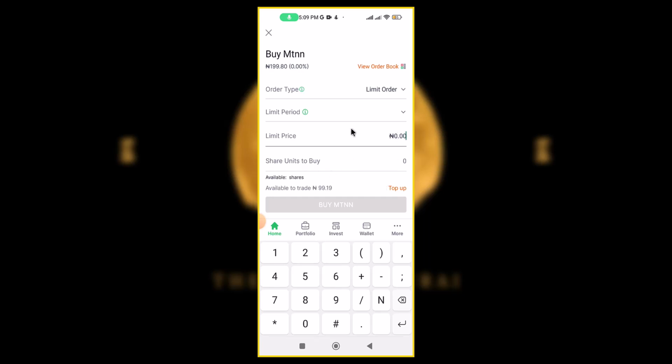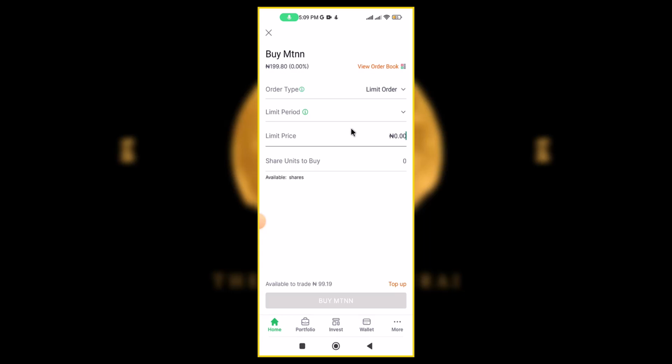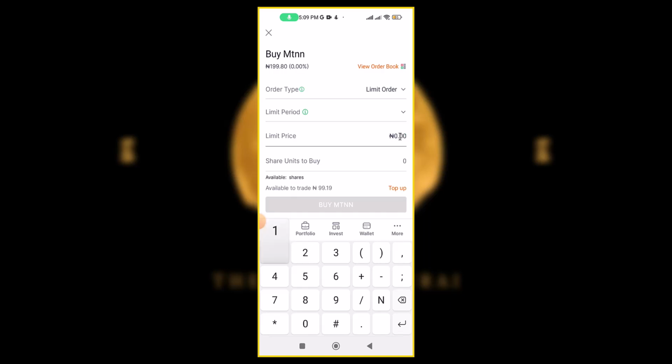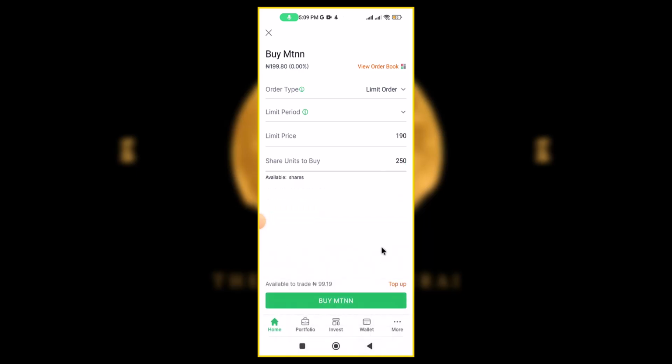So for instance, the MTN price here is 199.80. So you can come here and set your own price. Let's say we want to buy at 190. All right, and then you can set the number of shares that you want to buy. Let's say we want to buy 250. So we need to top up to actually meet this, but if you wanted to top up, you just transfer money to this. But let's see if we can proceed without it, and you can click on buy.